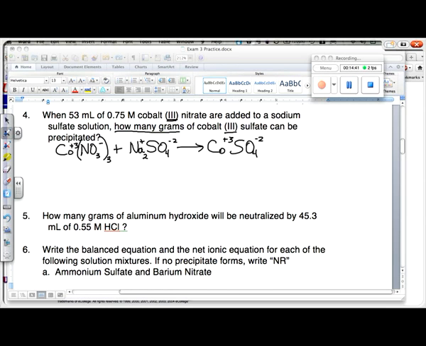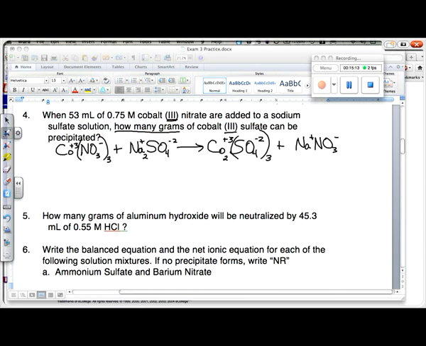Focus on the charges. I need 2 of the cobalts, and then I'll need 3 of the sulfates to make that formula work. Sodium nitrate is my other product. Sodium with a +1, nitrate with a -1. So this is one of the reasons why I make you memorize some of those polyatomic ions: it's just part of the language, and it wastes so much time when you have to look these up, when you could be spending more time thinking about how to work the problem.